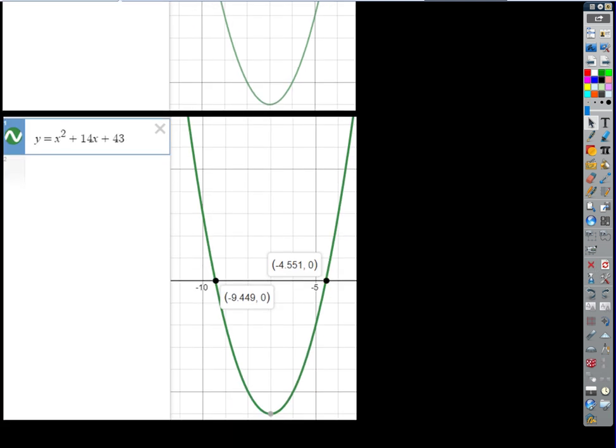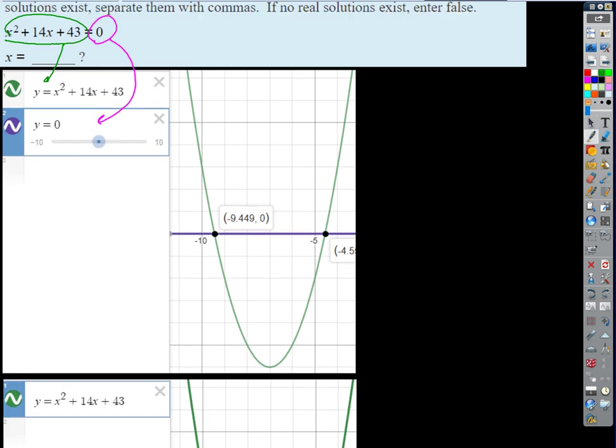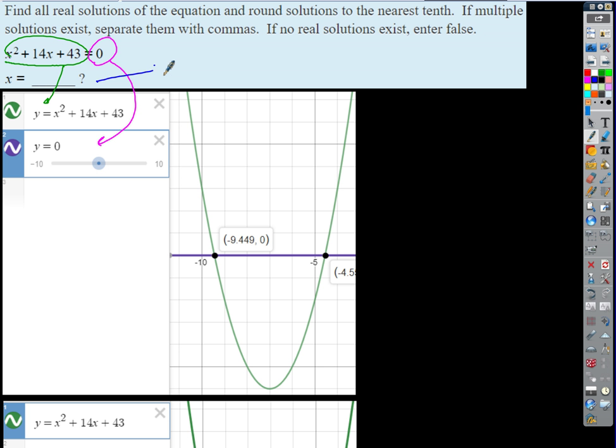So there they are, right? Negative 9.5 and negative 4.6. Okay. Oh, actually, negative 9.4, isn't it? Right? Negative 9.4, because it goes 9.44. So negative 9.4 and negative 5.6. Okay? Based on that graph.